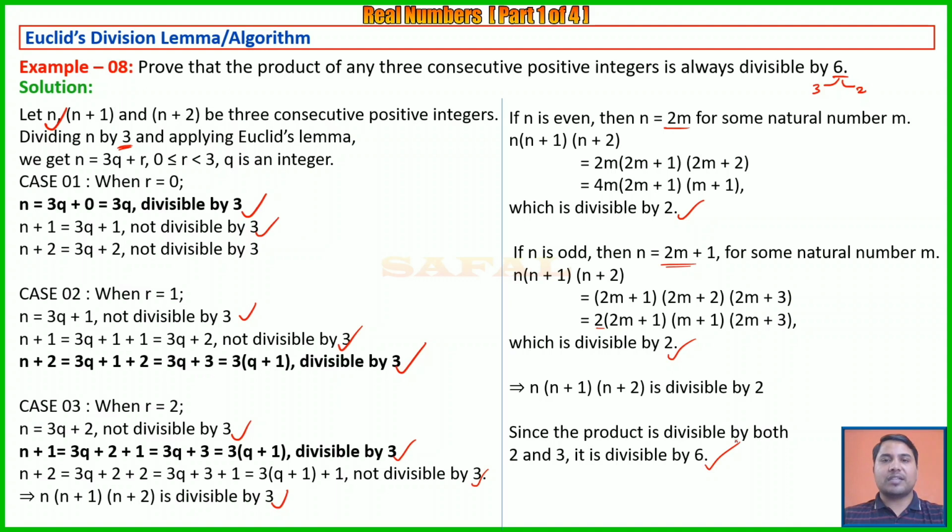It's a very standard result. You can keep in mind. It will help in many exams. Product of any 3 consecutive positive integers is always divisible by what? 6.